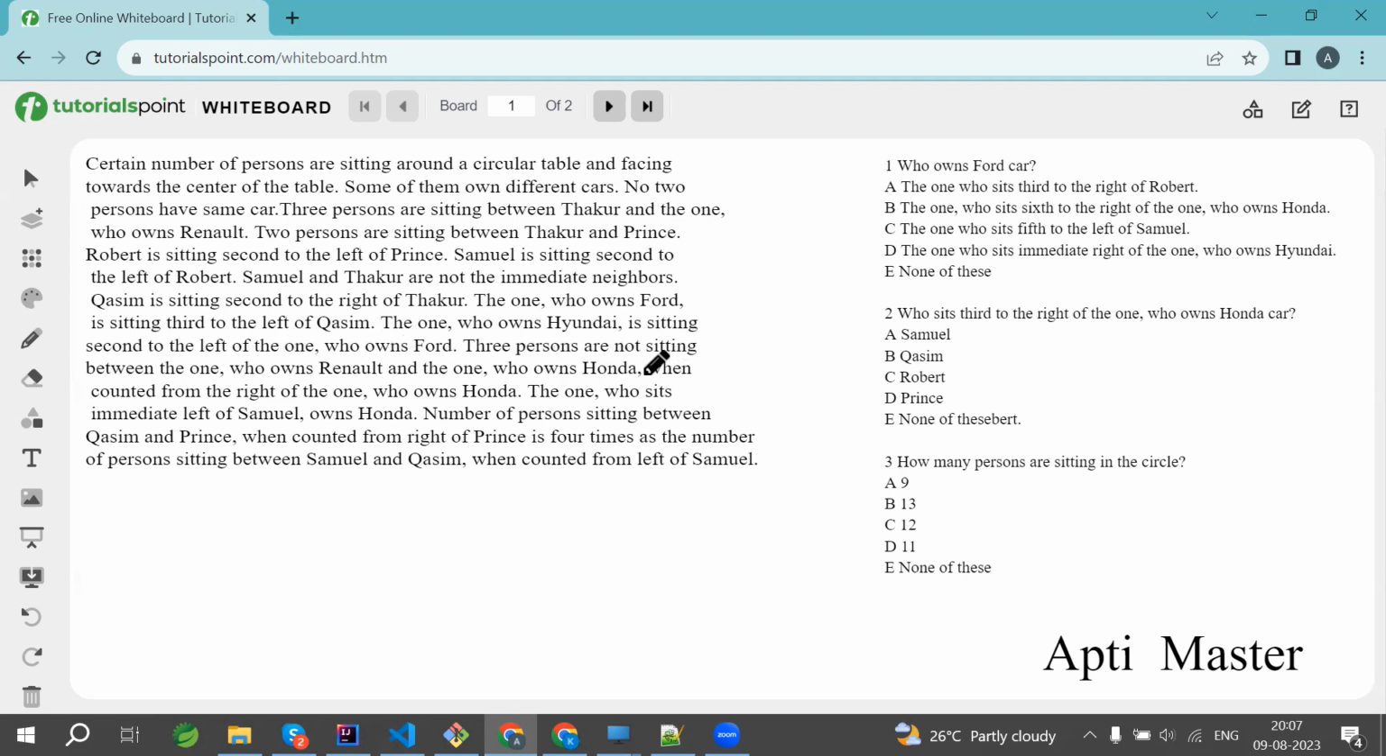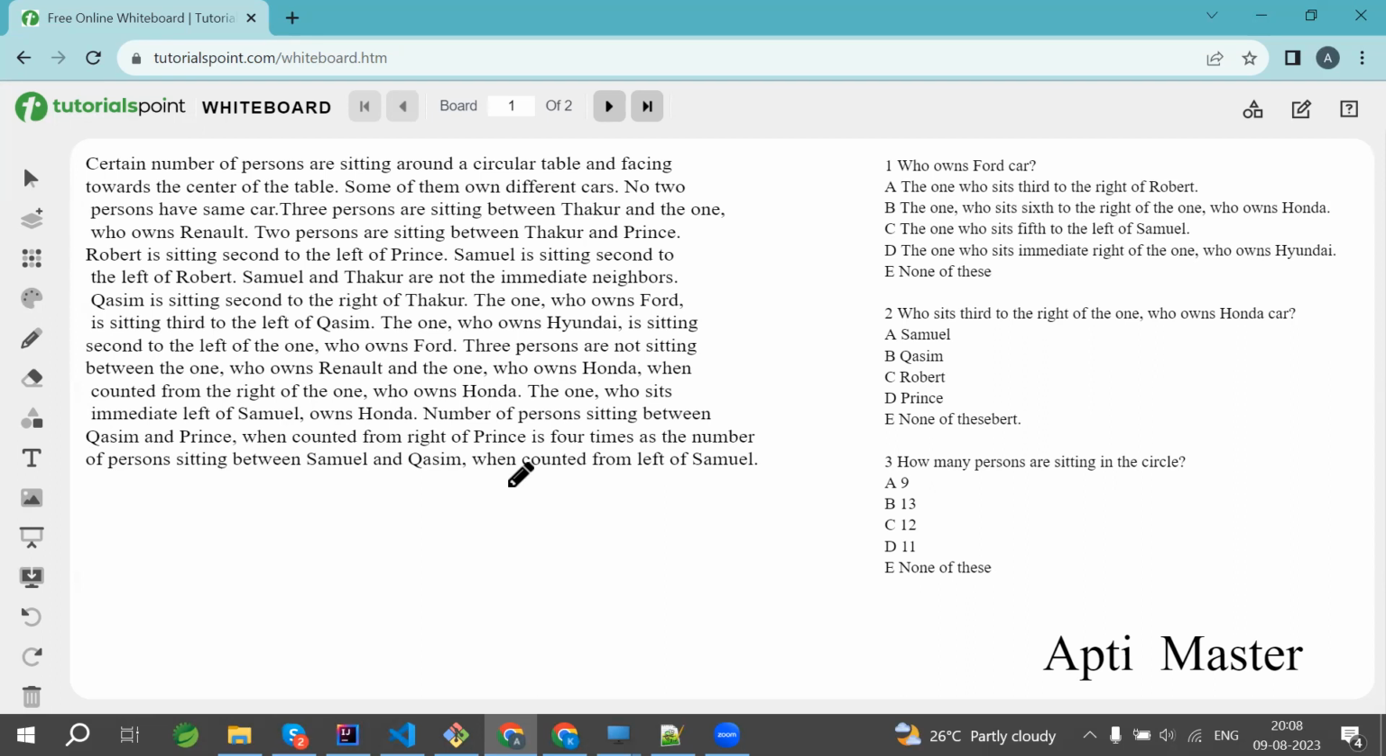Three persons are not sitting between the one who owns Renault and the one who owns Honda when counted from the right of the one who owns Honda. The one who sits immediate left of Samuel owns Honda. The number of persons sitting between Qasim and Prince when counted from the right of Prince is 4 times the number of persons sitting between Samuel and Qasim when counted from the left of Samuel.